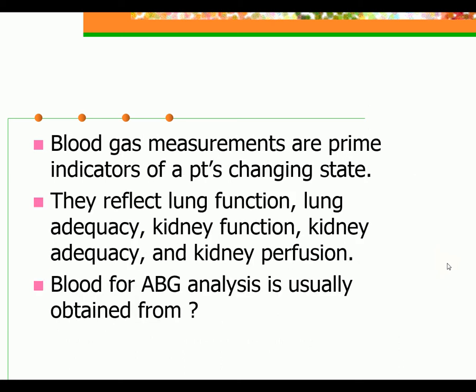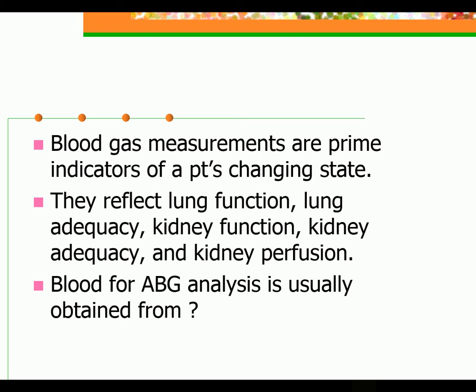So blood gas measurements are prime indicators of a patient's changing status. They reflect lung function, lung adequacy, kidney function, kidney adequacy, and kidney perfusion. Again, we're back to our lungs and our kidneys. Blood for ABG analysis is usually obtained from where? Well, the main sites are radial, brachial, and femoral, with the radial being the most common.